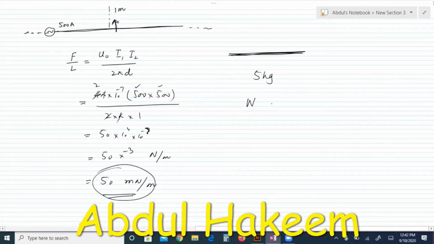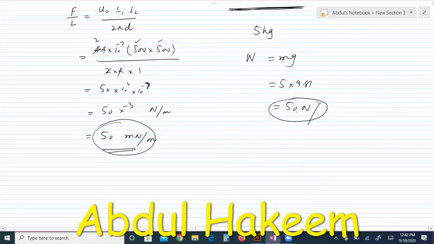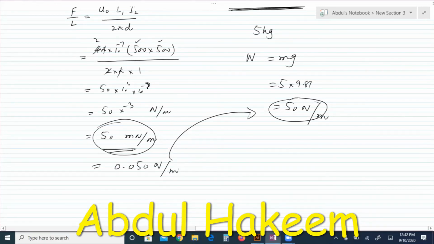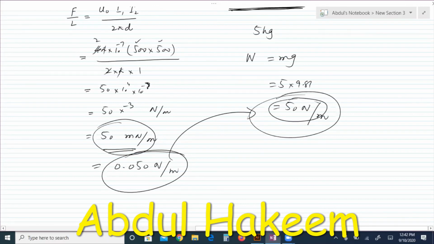Then what will be the weight? Weight is mg, approximately 5 times 9.81. It's about 50 Newton per meter. And look at this, the magnetic force is just 0.050 Newton per meter. Yes, there is a force of attraction and repulsion, but we can't see this vibration. The reason behind that is the magnetic force of attraction or repulsion is very small compared to their weight. So we can't observe the vibration in the national grid wires.